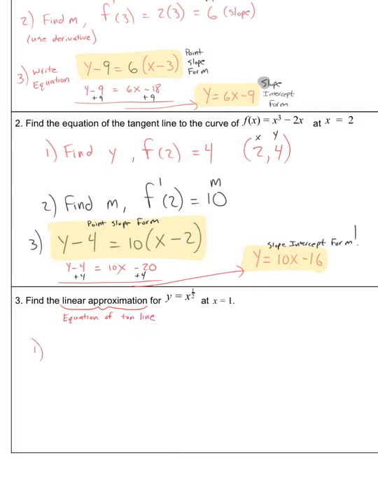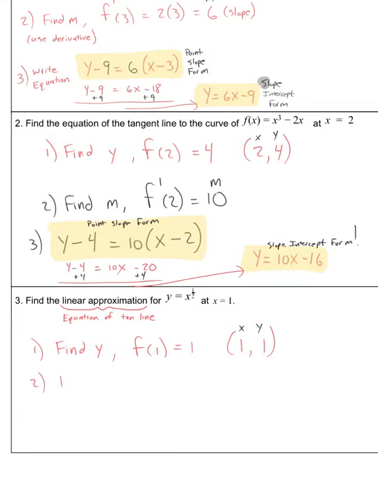First step, we find y. So we plug our given x value into the original function. So we need f of 1. When I plug 1 into my equation, we get 1. All right, so my x value is 1 and my y value is 1. That should make things easier.